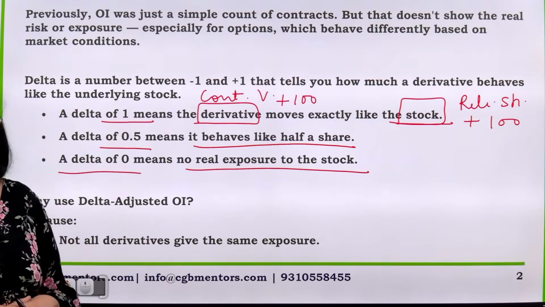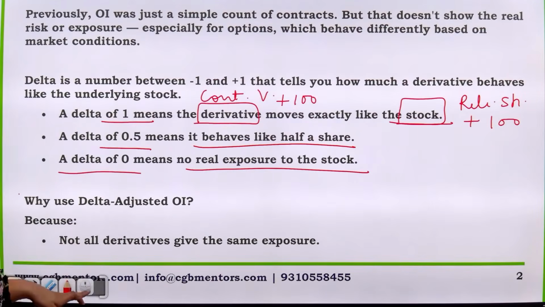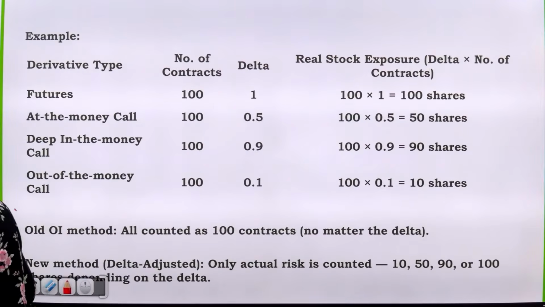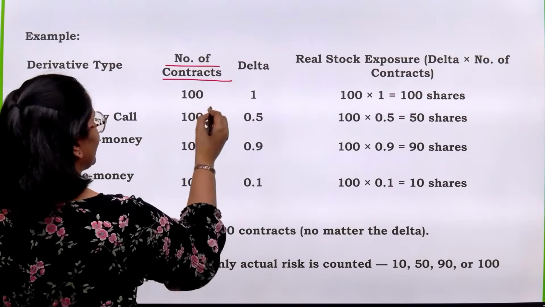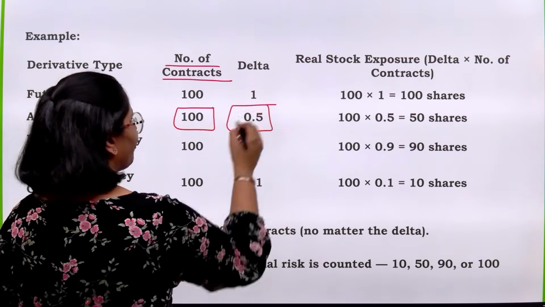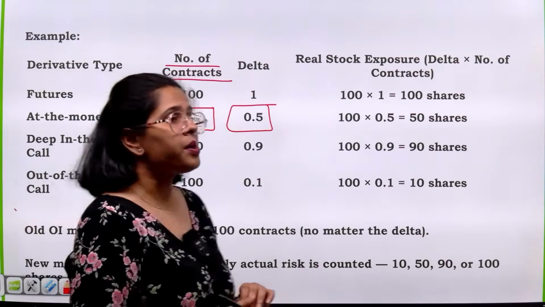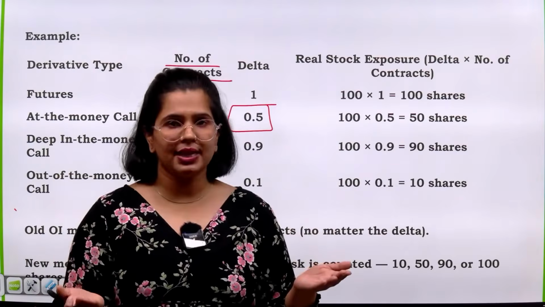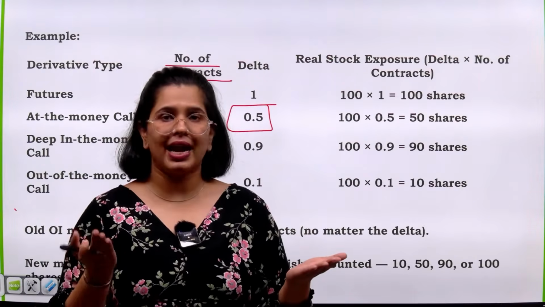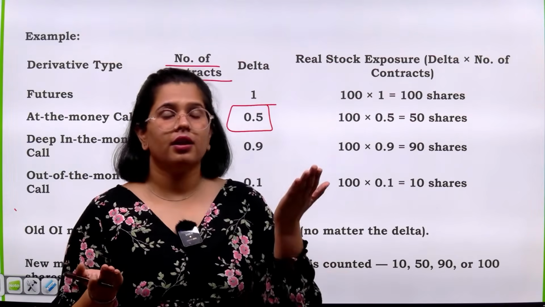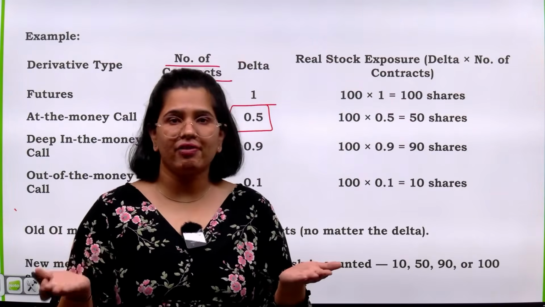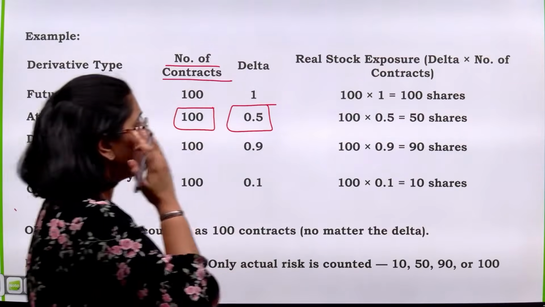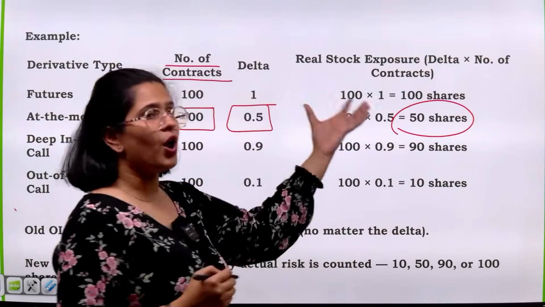Why do we want to measure this? I'll tell you why we are using this. See, we want to measure what is the actual risk. If the number of contracts, let's say 100 contracts, and delta is 0.5, right? If the delta would have been 1, that means derivative pricing is moving exactly like the stock. So having 100 shares, the risk is similar to having 100 derivative contracts. But over here, if the delta is just 0.5, the risk is less, na? It is not exactly following the share price.